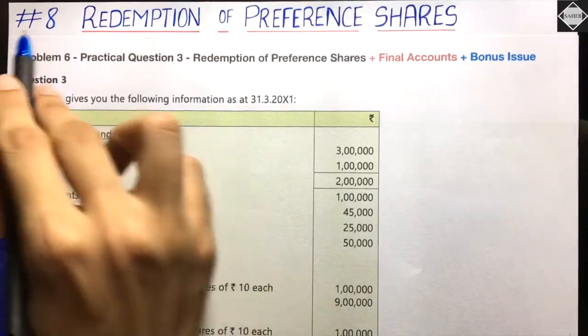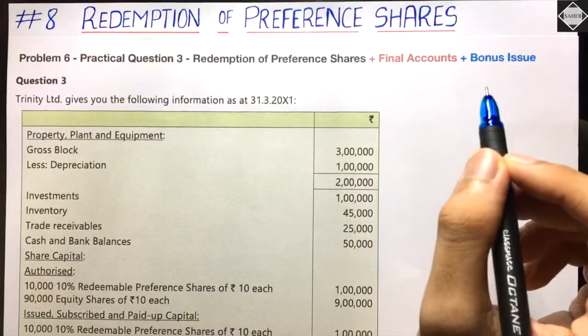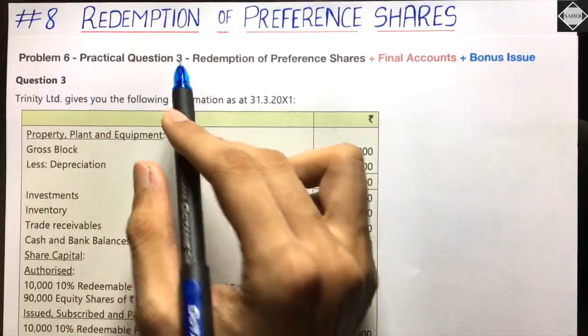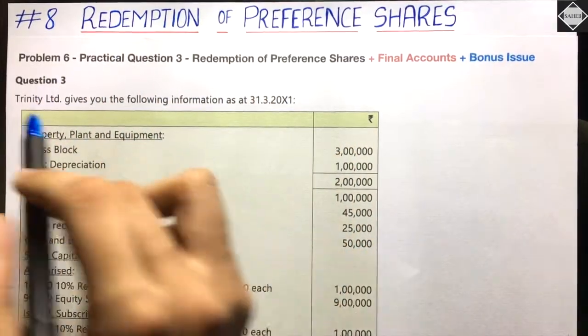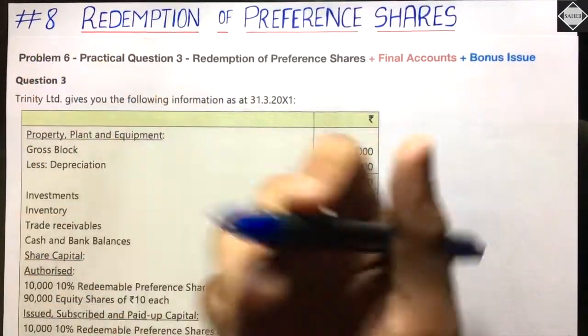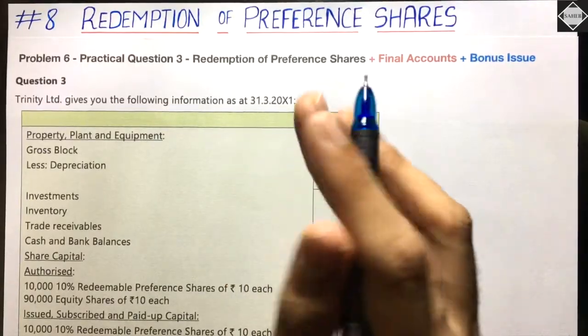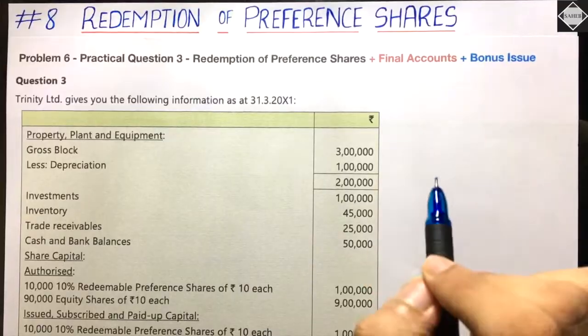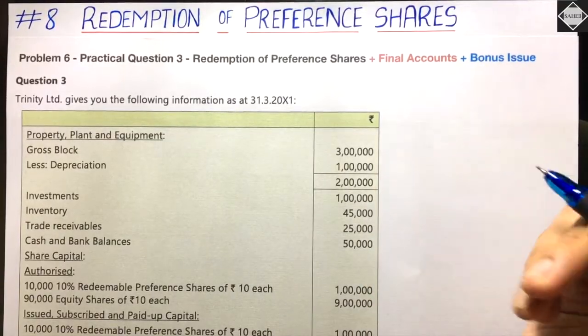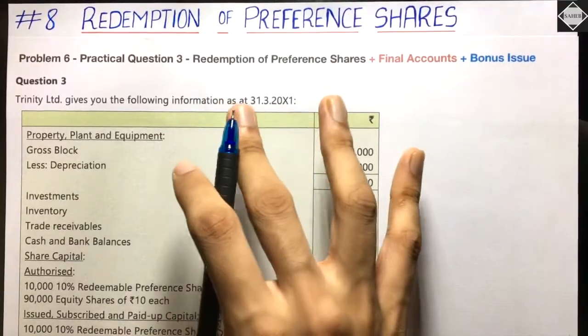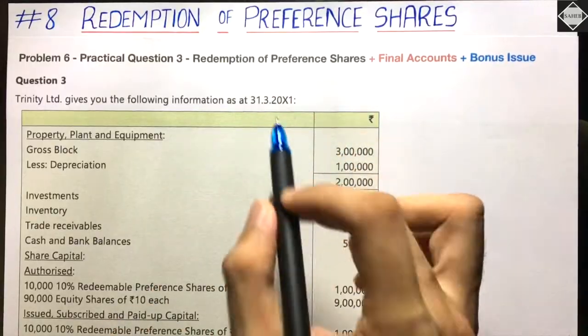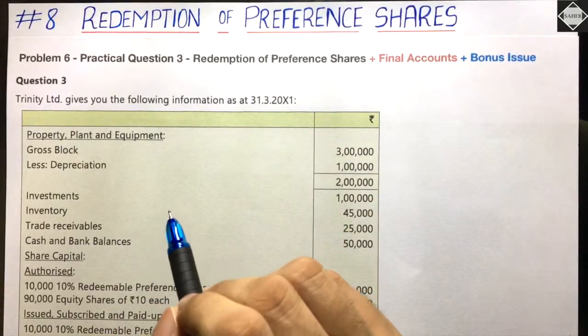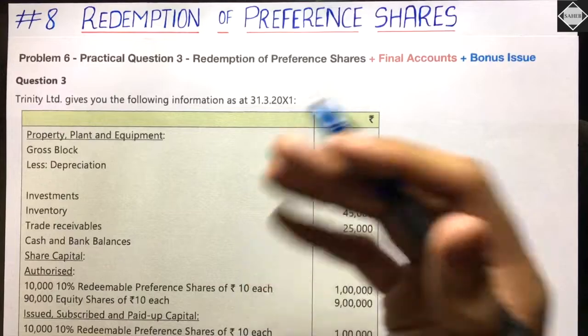Today in this 8th video of the redemption of preference shares chapter, we are going to solve practical question number 3 from the ICAI study material, Trinity Limited, which is the 6th problem of our series. But this problem is a bit complicated because here we have final accounts adjustment, that is, we have to redraft the balance sheet. In this question we have been given the previous year's balance sheet, and we are doing redemption at the year end.